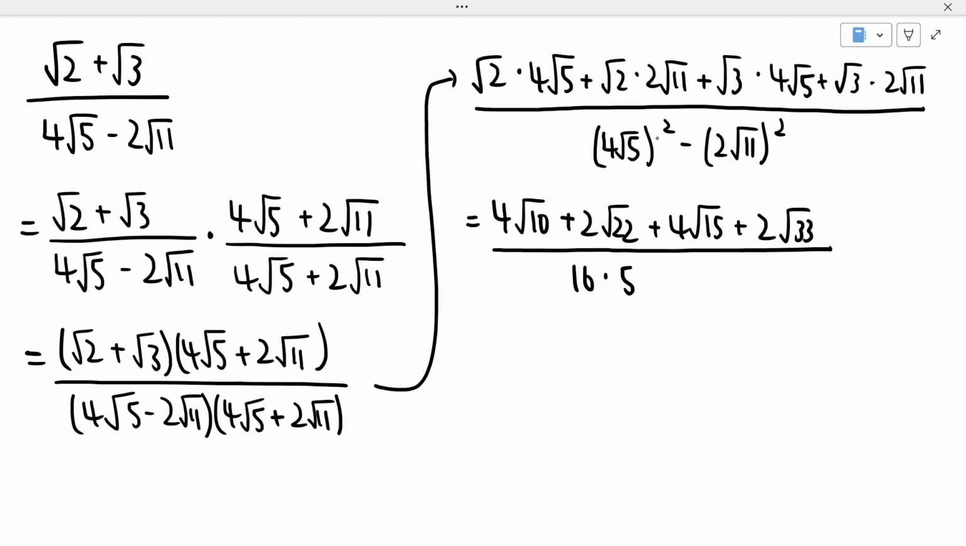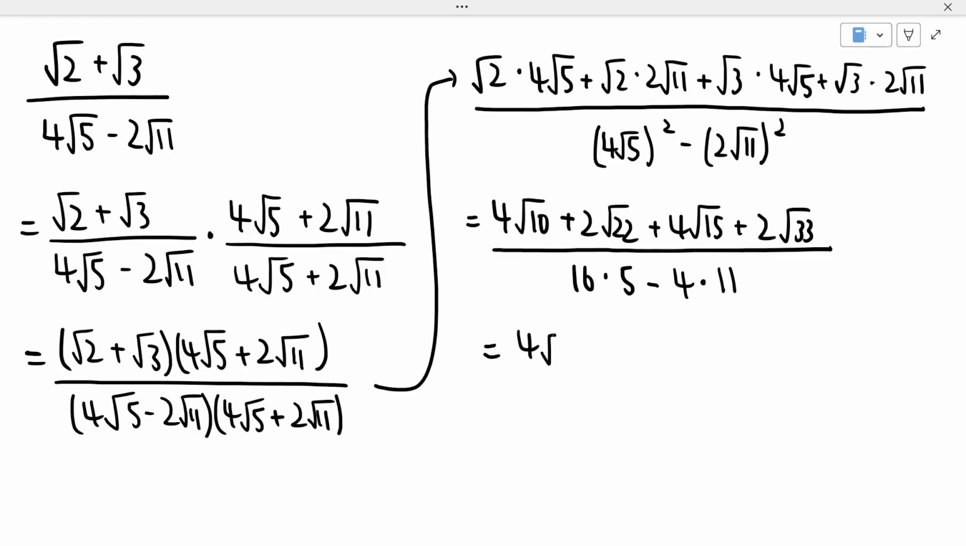So in the denominator, 4 square root of 5 all squared becomes 16 times 5, because 4 squared is equal to 16, and square root of 5 squared is equal to 5. And then 2 square root of 11 all squared becomes 4 times 11, because 2 squared is equal to 4, and the square root of 11 squared is equal to 11. Now the denominator just equals 36 because 16 times 5 is equal to 80, and then 4 times 11 is equal to 44, and 80 minus 44 is equal to 36.